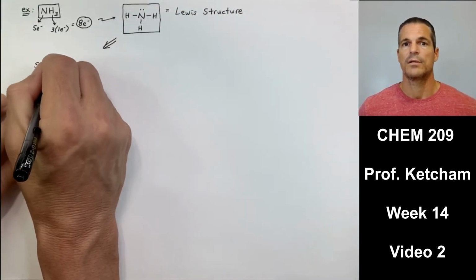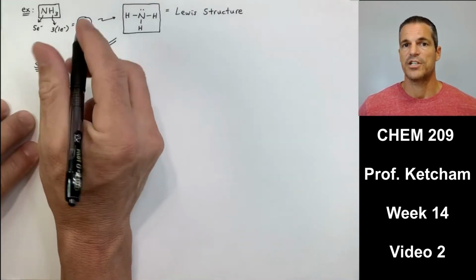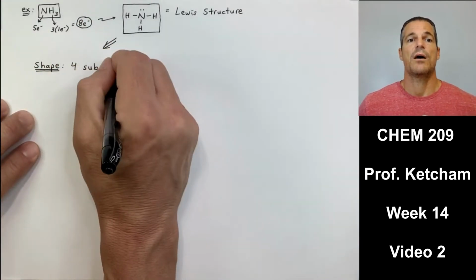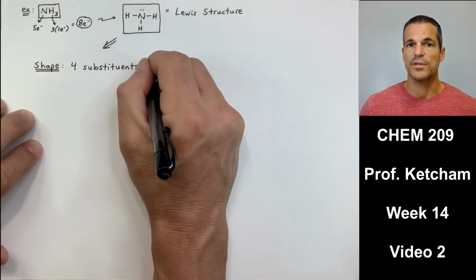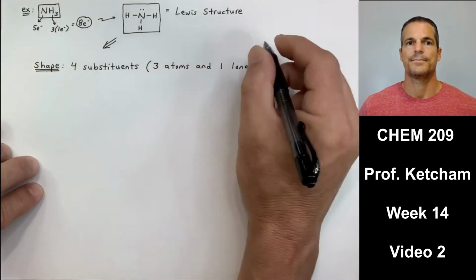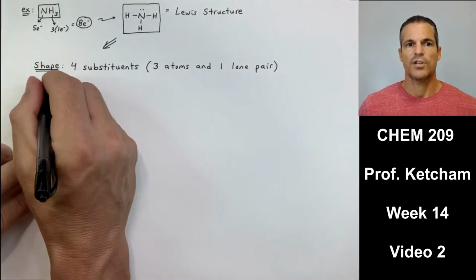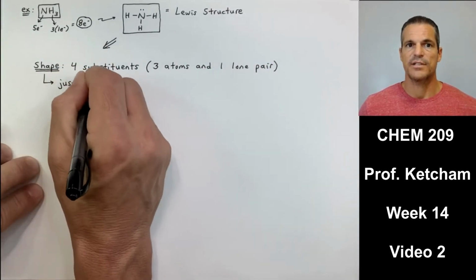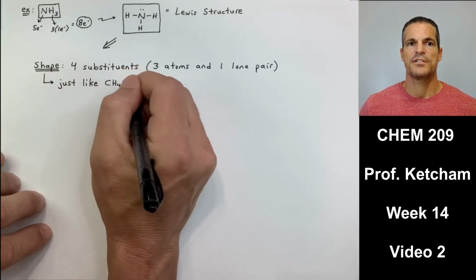I didn't worry about valence shell electron pair repulsion. Now, shape: 4 substituents, just like last time. 3 atoms and 1 lone pair. So start by writing the nitrogen, of course. Now I have 4 attachments, 3 hydrogens and the lone pair.